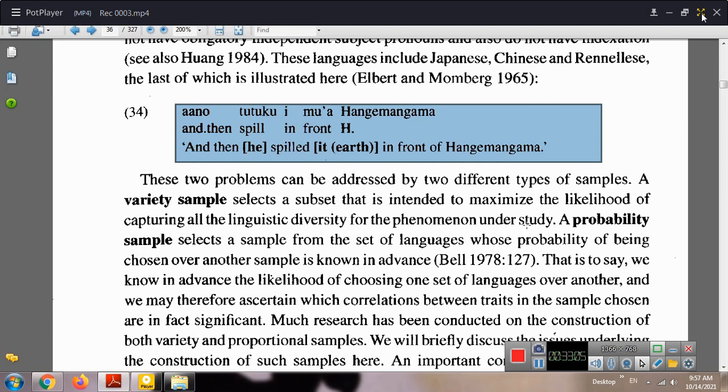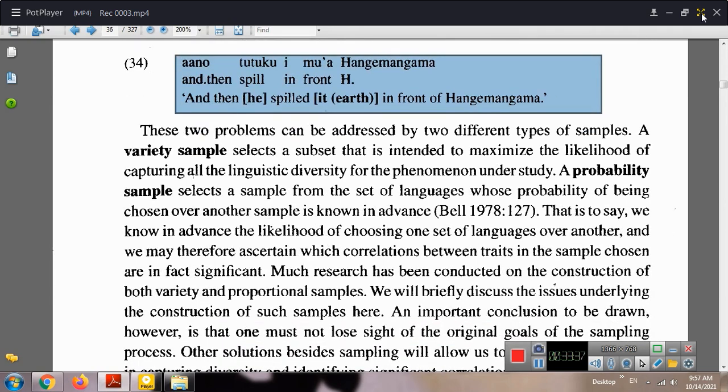I want to repeat it again. By a variety sample we mean to select a subset that is intended to maximize the likelihood of capturing the linguistic diversity for the phenomenon under study. The probability sample selects a sample from the set of languages whose probability of being chosen over another sample is known in advance. You should know these two definitions.